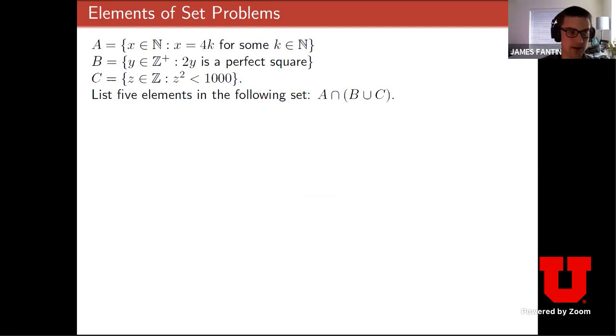Well, first, what we should probably do is think about what are the elements contained in A, B, and C. So first, let's think about what are the elements in A, what are the elements in B, and what are the elements in C. So you just want to go ahead and take about a minute to think about what the elements are if we just wrote them out as numbers for each of these sets.